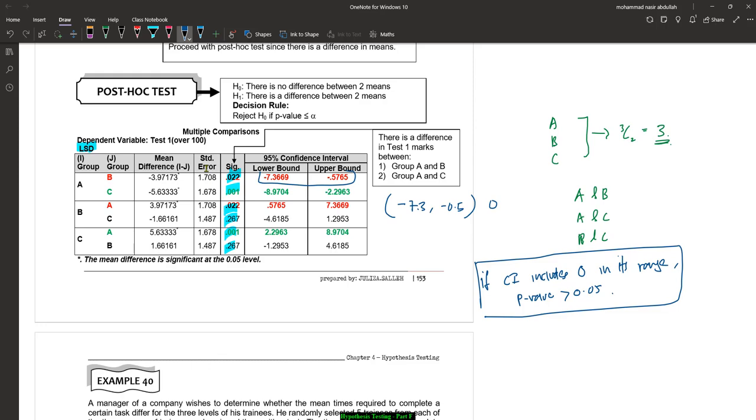So if we look here, right? Negative 4.6185 until 1.2953. So we can tell 0 is somewhere in the middle. So the p-value should be more than 0.05. So we look here, more than 0.05. So we can conclude there is no significant difference between B and C. Right? So I hope you understand that. I hope you get that.